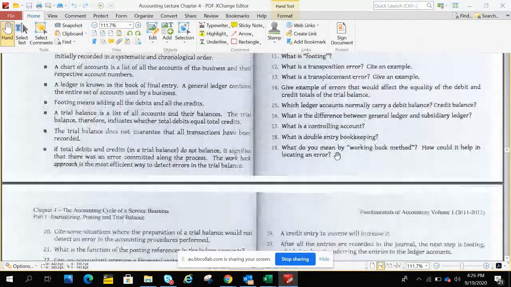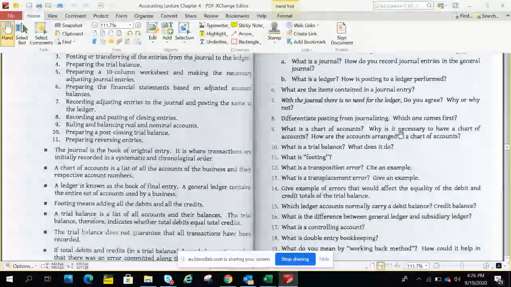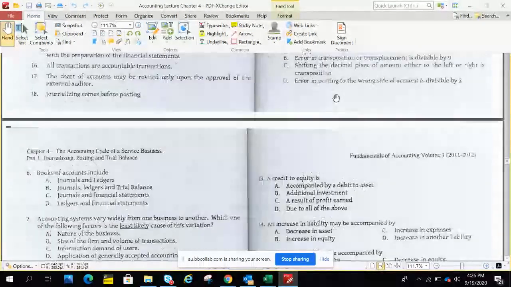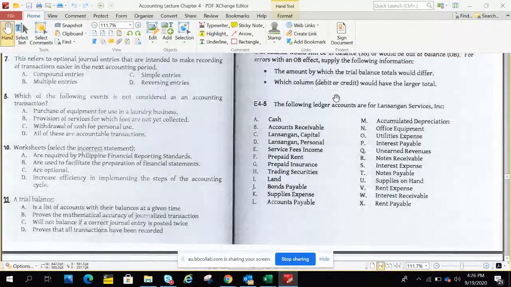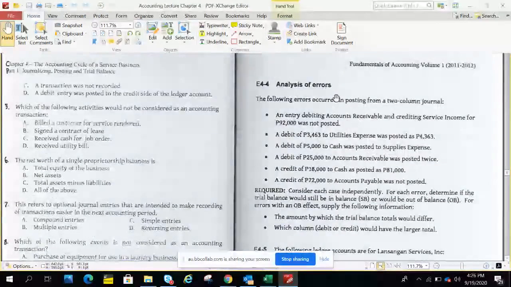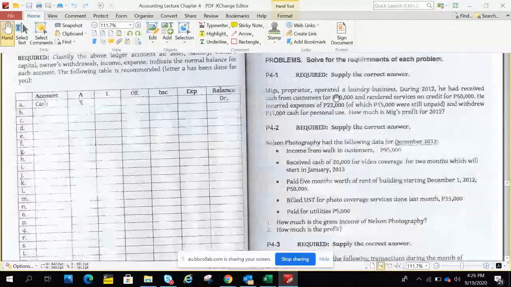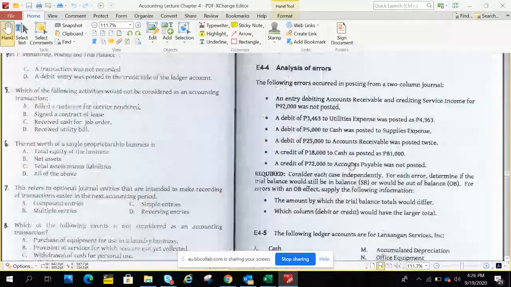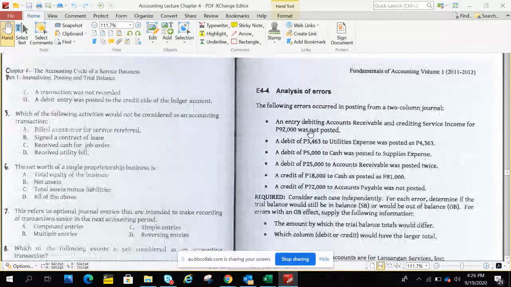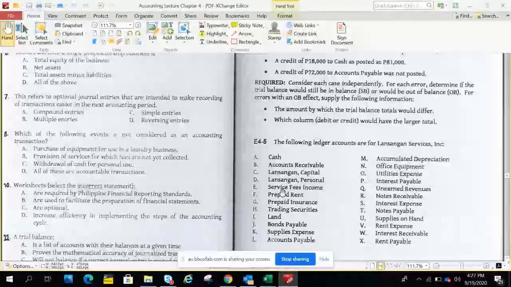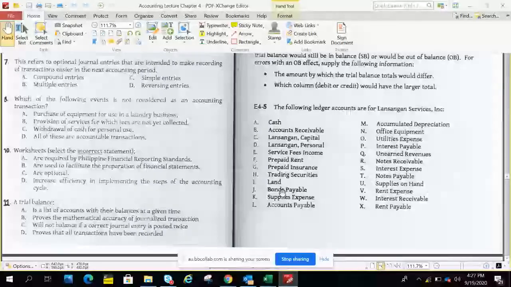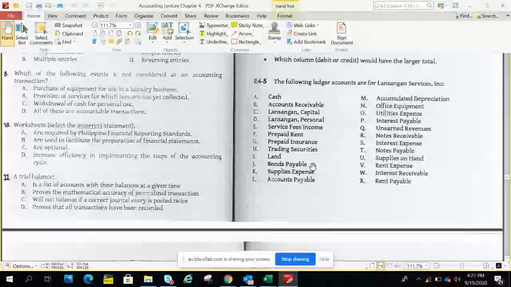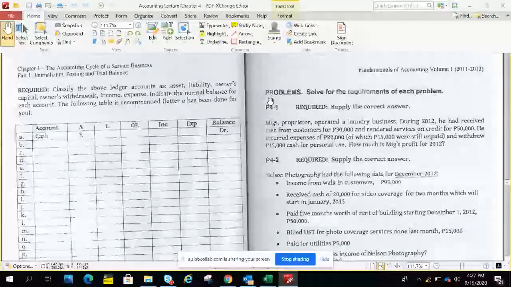Alam nyo na yan. Parang review na lang yan para sa inyo. Itong exercises, ibigay ko na lang sagot dyan. Ang sasagutan nyo lang ay problems. Okay? Problems. Pwede din na E5. Pero, alam nyo na ito eh. Didiscuss na lang natin ito, E4, E5. Start kayo sa P4.